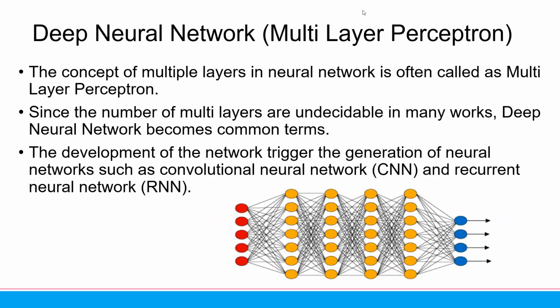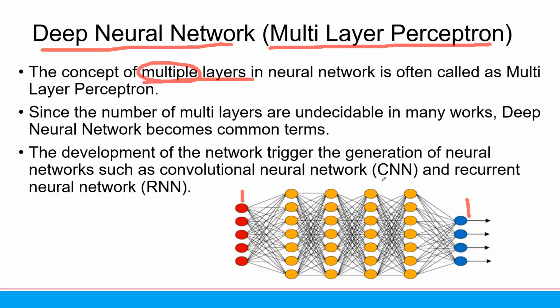So the idea of this deep neural network, or sometimes they call it also multi-layer perceptron, is that we have multiple layers. What does it mean, multiple layers? The layers between input and output are more than one. Sometimes people say it can be greater than two, or greater than three. Anyway, as long as it is higher than one, we can call it a multi-layer perceptron or deep neural network.